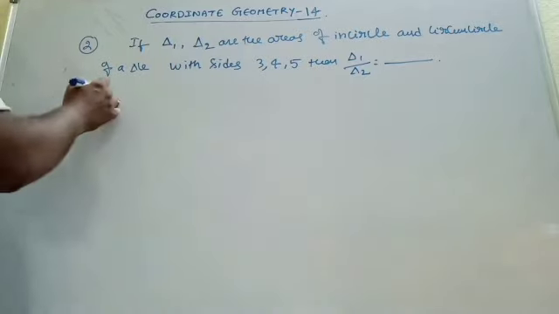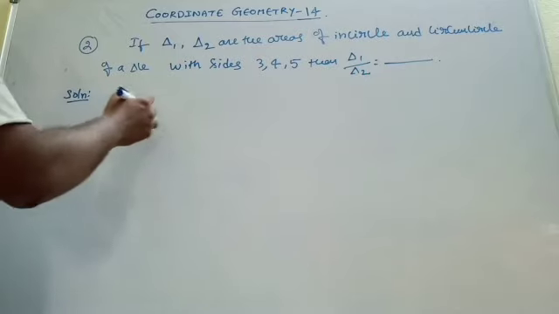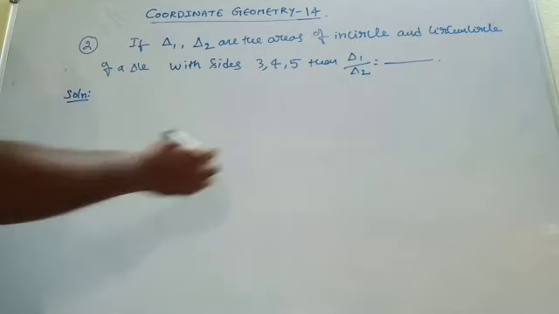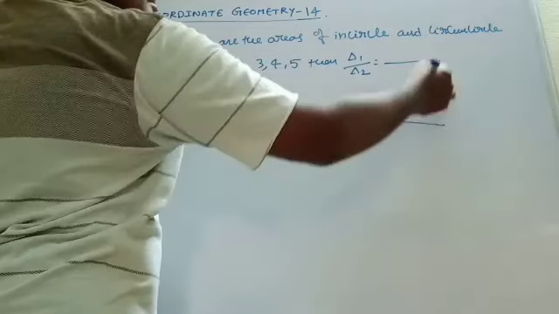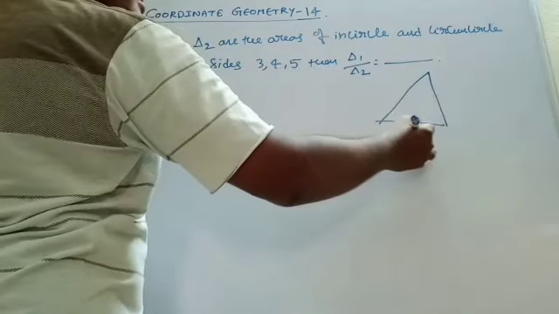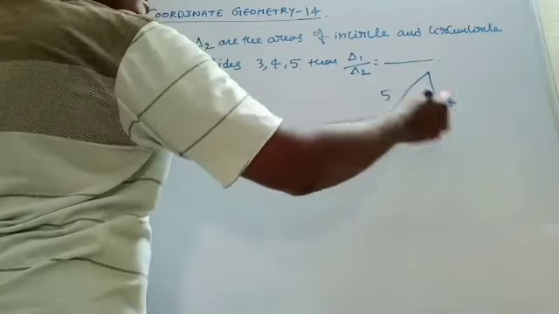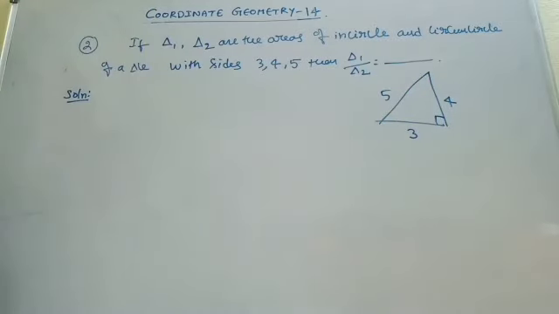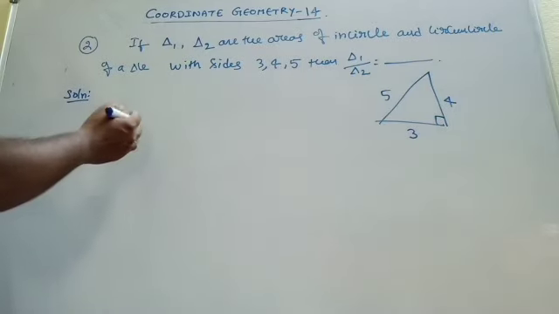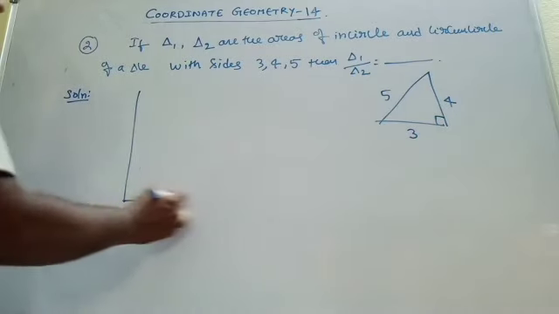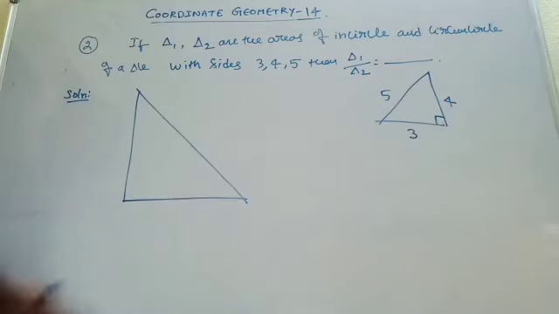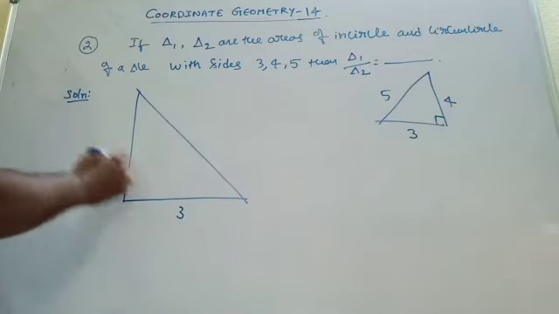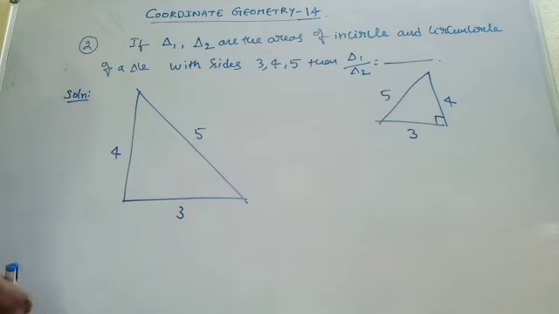How we are going to do this is, they have given the sides of the triangle as 3, 4, 5. This is 3, this is 4, this is 5. This is a Pythagorean triplet, which means it is forming a right angle triangle. You can easily observe, my dear students, 3, 4, 5, this is a right angle triangle.